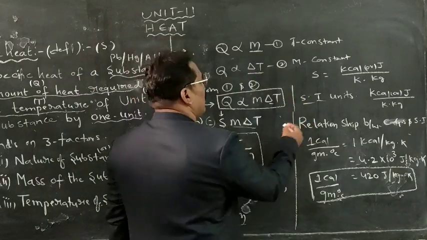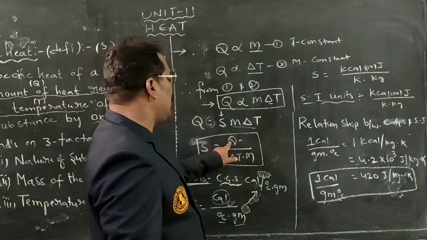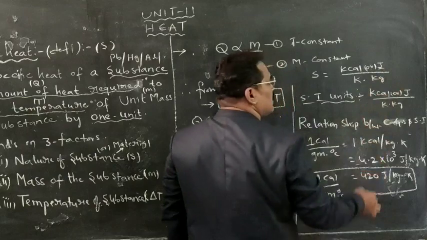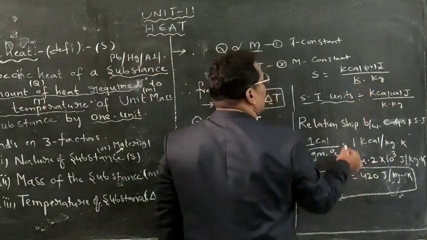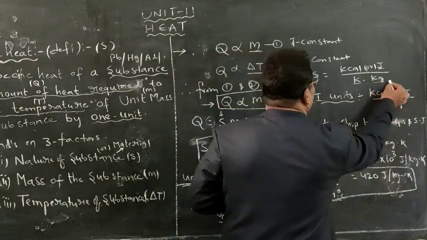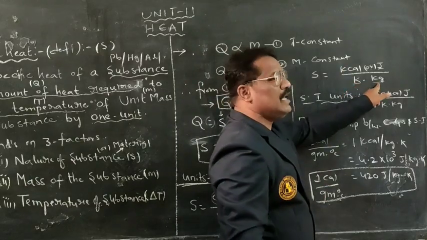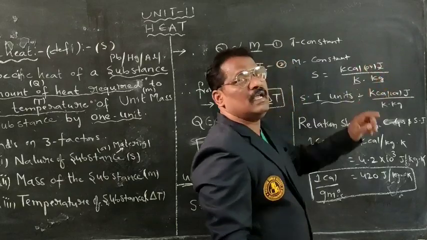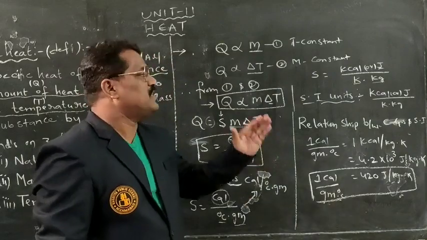Simultaneously, if we go for SI units, Q is measured either in kilocalorie or joule. Temperature is measured on the Kelvin scale, as we are taking absolute temperature. Mass is measured in kilograms. Therefore, kilocalorie per Kelvin kg, or joule per Kelvin kg, can be the unit of specific heat of a substance in the SI system.